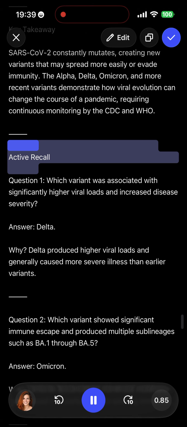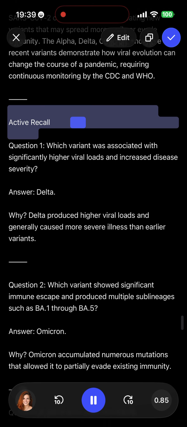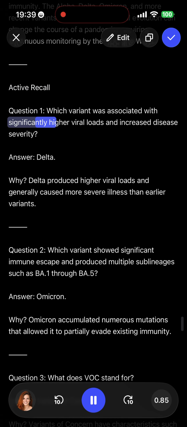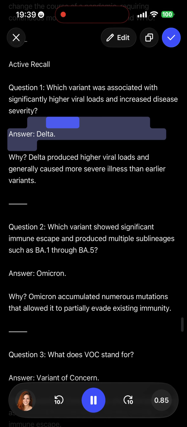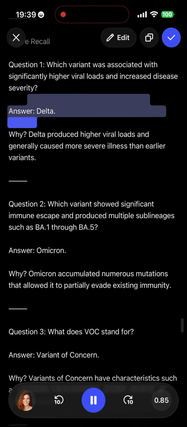Active recall. Question 1. Which variant was associated with significantly higher viral loads and increased disease severity? Answer: Delta. Why? Delta produced higher viral loads and generally caused more severe illness than earlier variants.